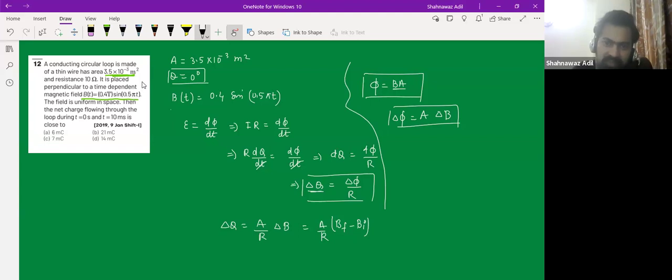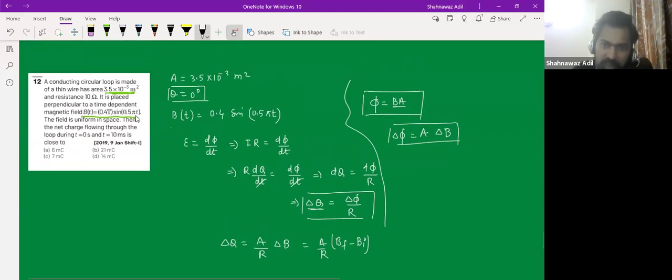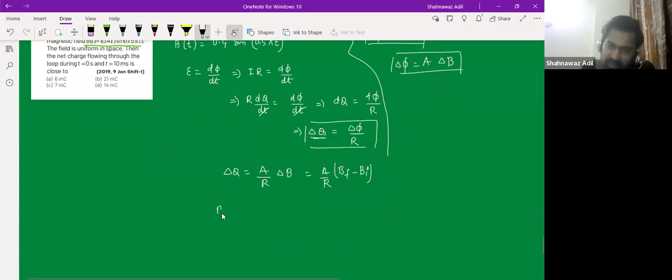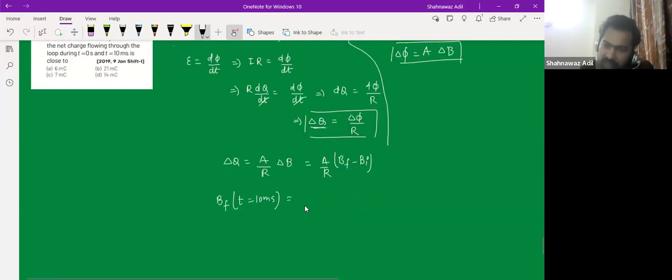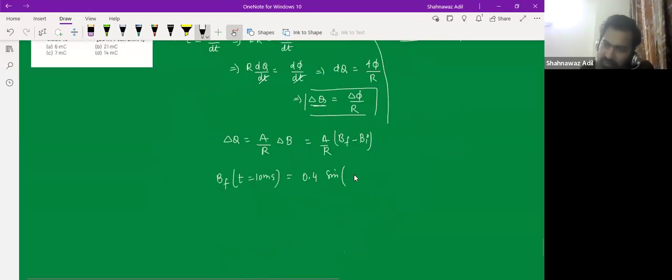So what would be this thing? B final at t equal to 10 milliseconds. How much is that? So this would be 0.4 Tesla sine 0.5 pi, and t is 10 millisecond, which is 10 into 10 to the power minus 3, right? So how much is this quantity?